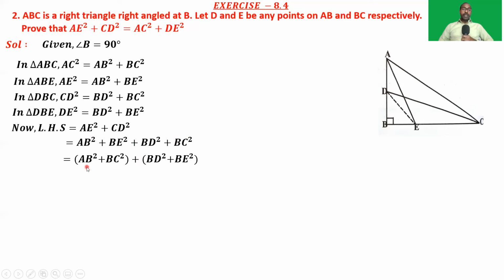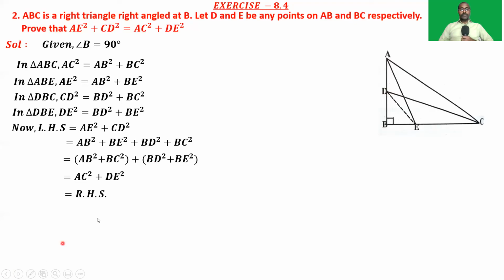But here we have AB square plus BC square is equal to AC square and BD square plus BE square is equal to DE square. So we can replace AB square plus BC square by AC square and BD square plus BE square by DE square, which is our required RHS. So LHS is equal to RHS. Okay, LHS is equal to RHS. So let us solve the next problem.